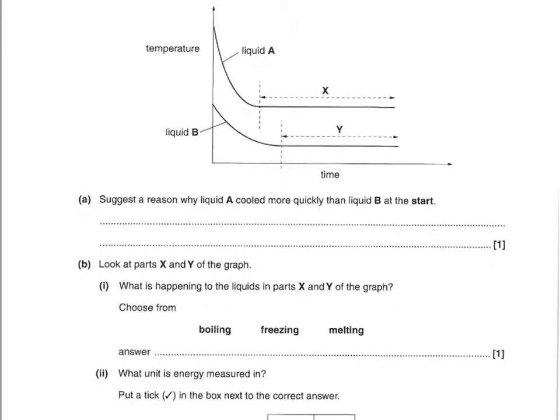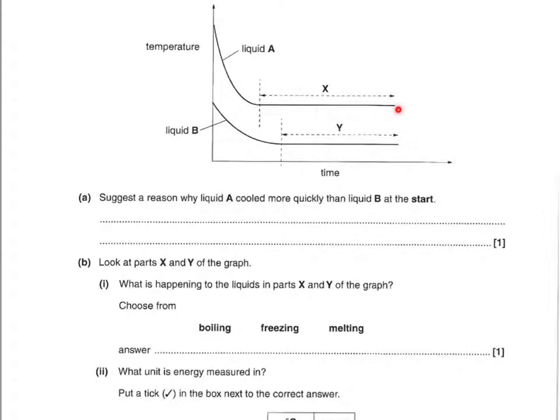Then it says, look at parts X and Y on the graph. What is happening to liquids at parts X and Y on the graph? And if you think about it, they're liquids to begin with. The temperature is cooling, so they're going to turn into solids at that straight line, and so those liquids are freezing. Remember, when something changes state, i.e. goes from a solid to a liquid or a liquid to a gas or vice versa, then its temperature does not change. So that's why it's a straight line there when it's freezing.